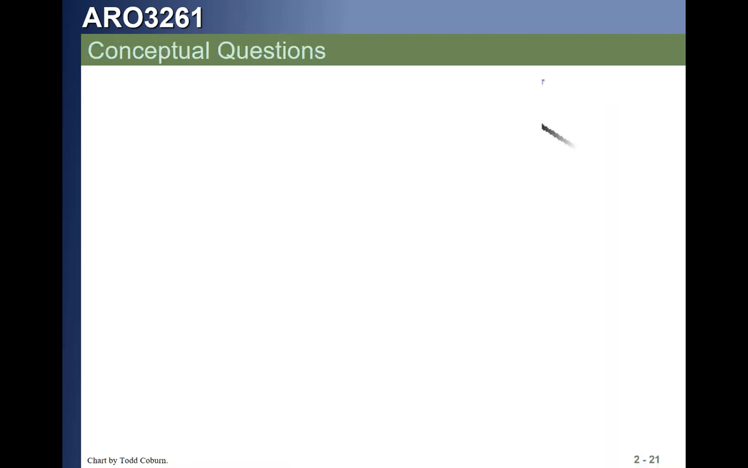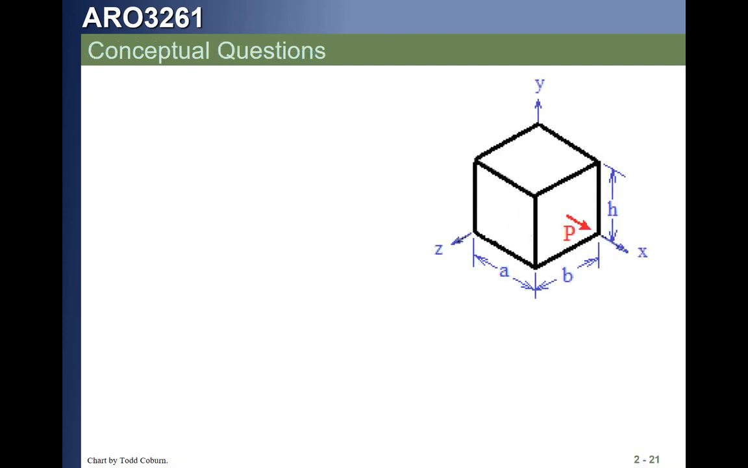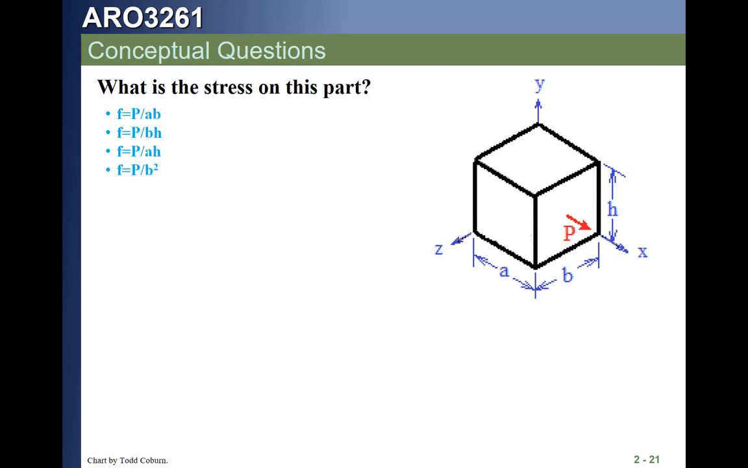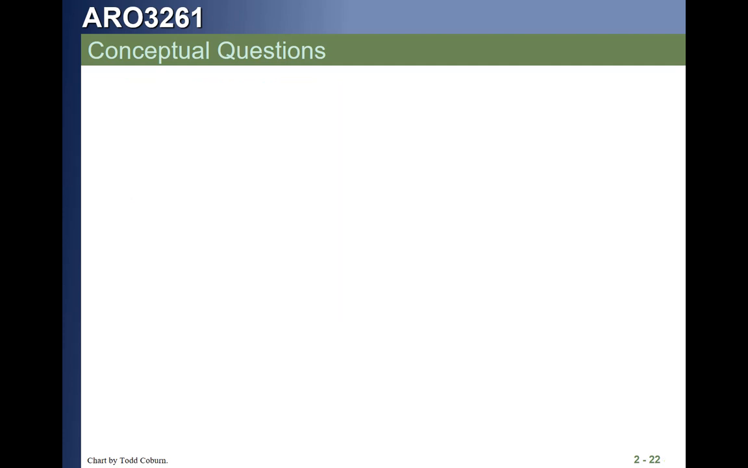Great. Well, let's see. What was the stress on this part? Just P over A. What area is appropriate? The normal stress is going to be the stress on the area that's perpendicular. That means it's P over BH, right? What kind of stress is this? It's a normal stress, and it's tension.